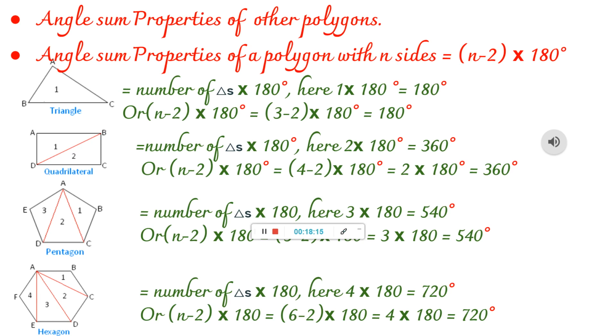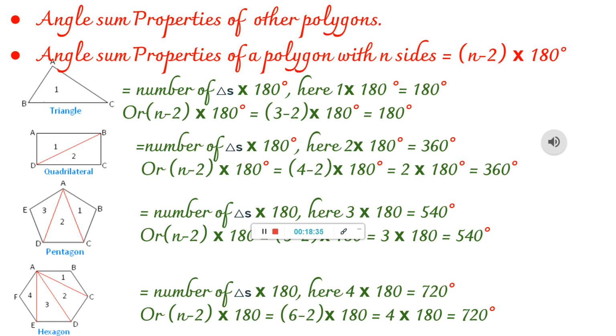Otherwise, we can see that it is number of sides minus 2, into 180 degree. How many sides are there? 5 sides. 5 minus 2, that is 3. 3 triangles are there. So 3 into 180, 540 degree. Clear? Now let's go even further.